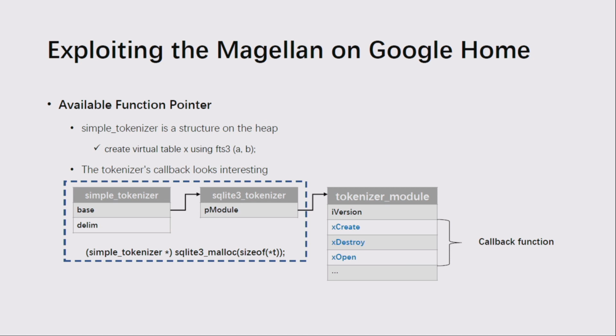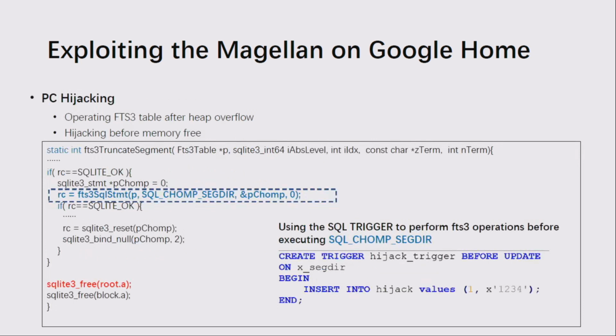The tokenizer module contains some interesting callback functions, such as xcreate, xopen, xnext, and xlength. When inserting into the FTS3 tables, the xopen callback function will be triggered. If the function address of xopen can be modified to the attacker's address, the PC can be hijacked. How to use the vulnerability's function pointers for PC hijacking?